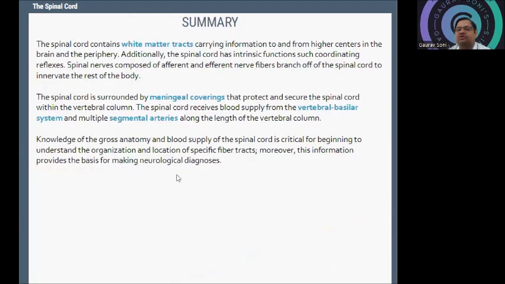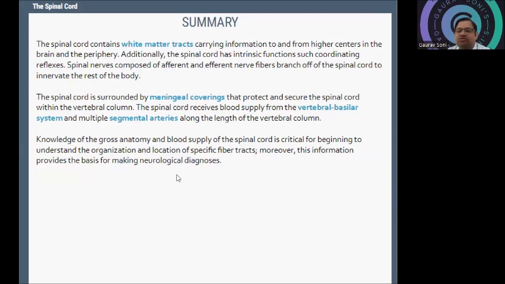In summary, the spinal cord contains white matter tracts carrying information to and from the higher centers in the brain and the periphery. Additionally, the spinal cord has an intrinsic function such as coordinating reflexes. Remember, where will the reflex be governed from? Only from the spinal cord. Spinal nerves, composed of afferent and efferent nerve fibers, branch from the spinal cord to innervate the rest of the body. The spinal cord is also surrounded by the meningeal covering that protects and secures it within the vertebral column. The spinal cord receives blood supply from two parts, the vertebral-basilar system and multiple segmental arteries along the length of the vertebral column.